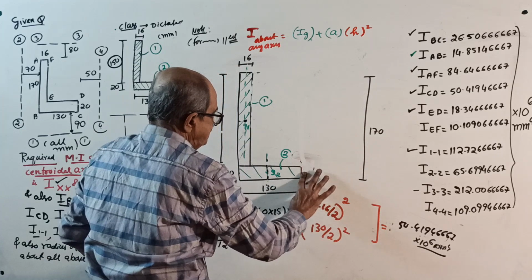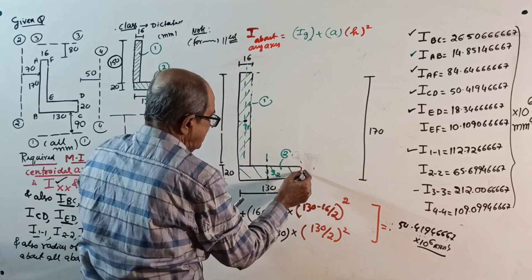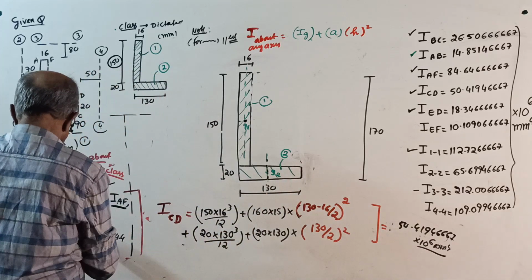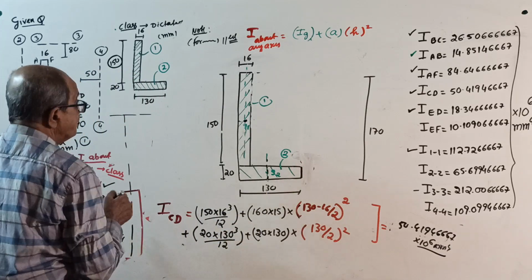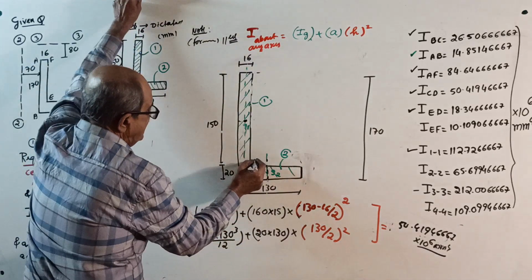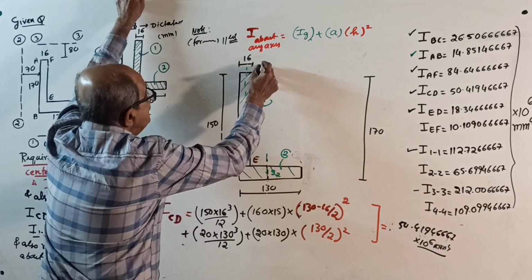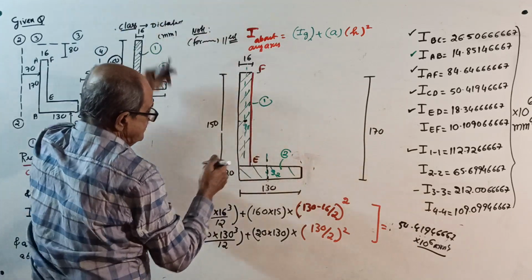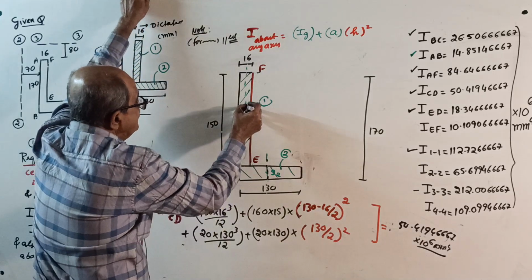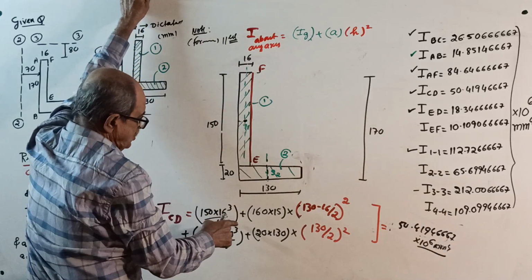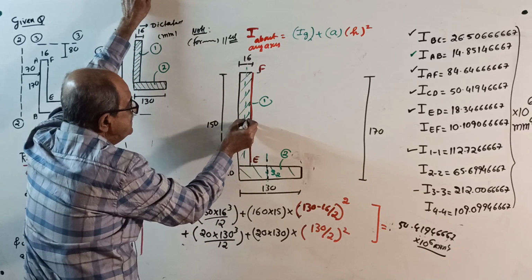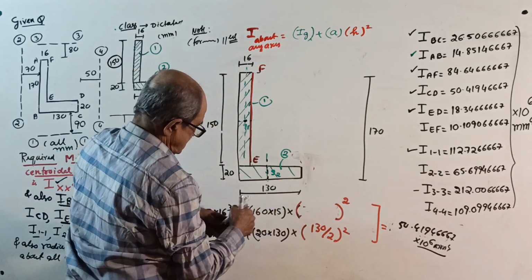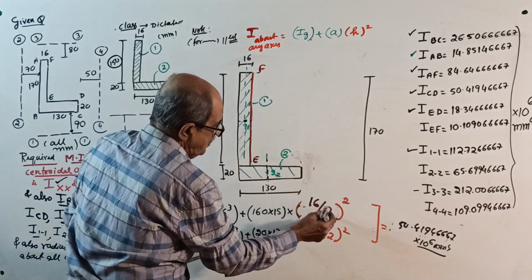Okay, now sometimes I change everything but forget to change here. Next, I about CD is over, EF. Where is EF? EF is here. This is your E, this is your F. I about this axis. Okay, start. IG, same as last time. 150 into 16 cube by 12 plus area into this distance square is 16 by 2 whole square.